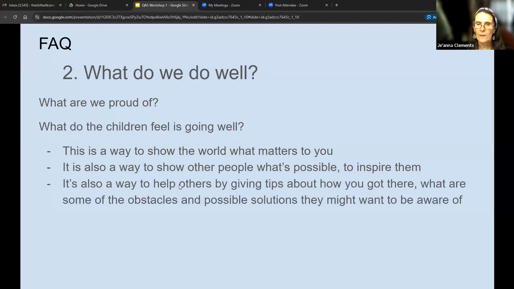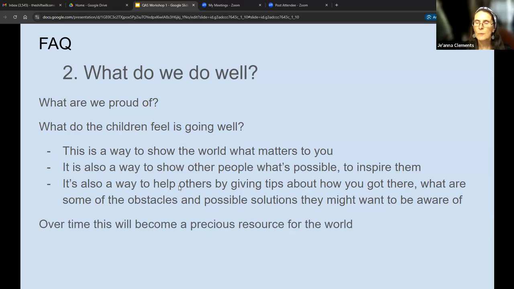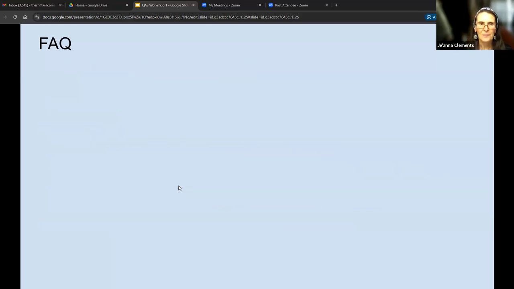And this is also where giving tips about how you got there and maybe some insight into the obstacles that you encountered or possible solutions that they might want to be aware of is very, very helpful. And over time, we hope that this will build up to become quite a precious resource for the world, that gradually it will create a map with a number of paths through it that people will then be able to more easily take.